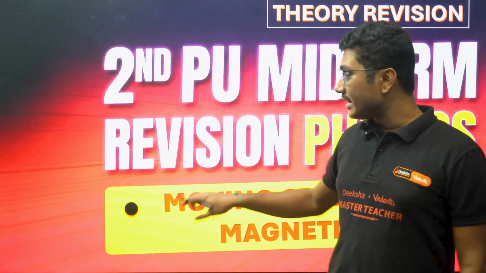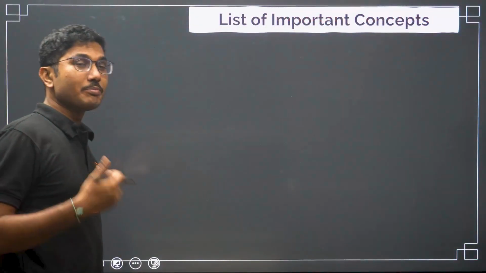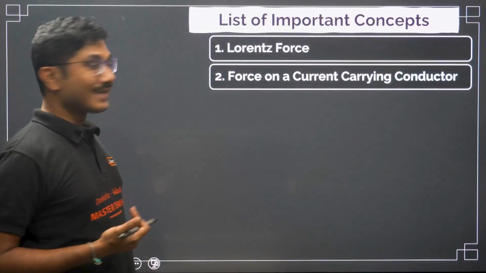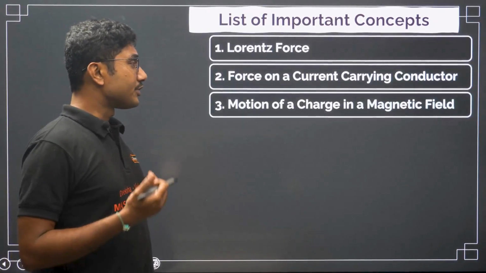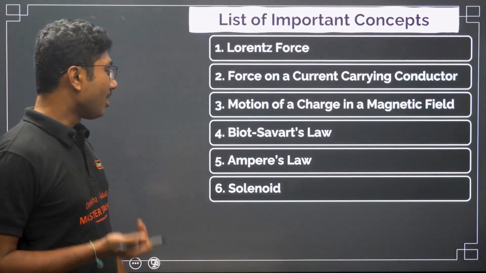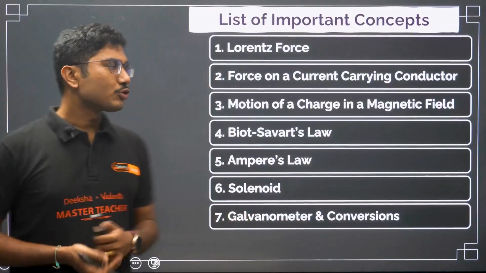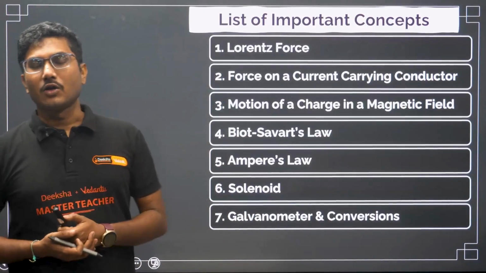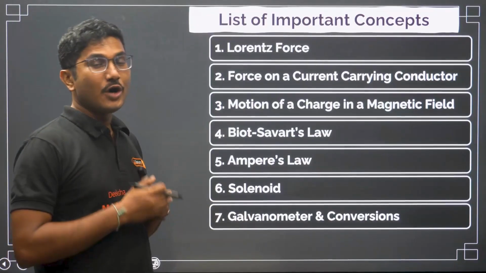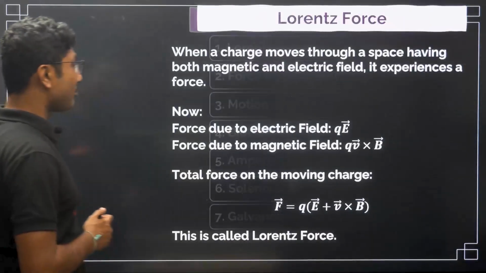Now without much delay, I want to start today's lecture. So first let us look into the most important concepts from this chapter: Lorentz force, force on a current carrying conductor, motion of a charge in a magnetic field, Biot-Savart's law, Ampere's law, solenoid and galvanometer and their conversions. Okay, so these are the main topics from this chapter. We will discuss everything in this short video, and I will try to keep it less than 30 minutes, as small as possible.